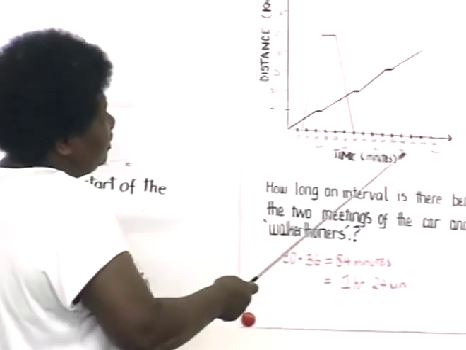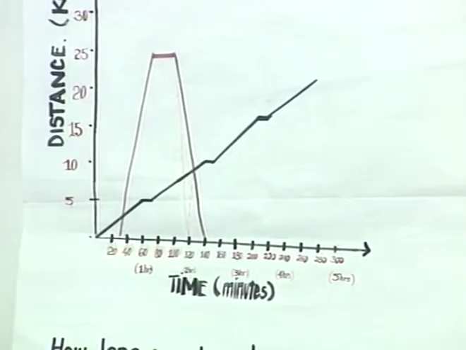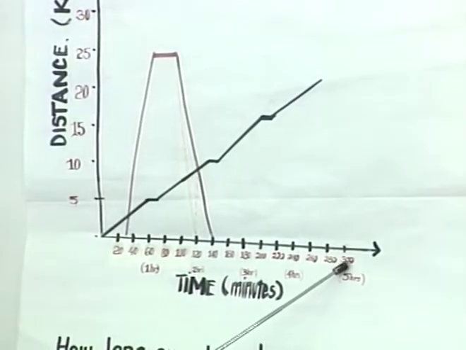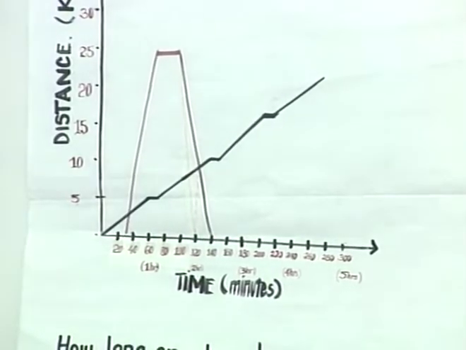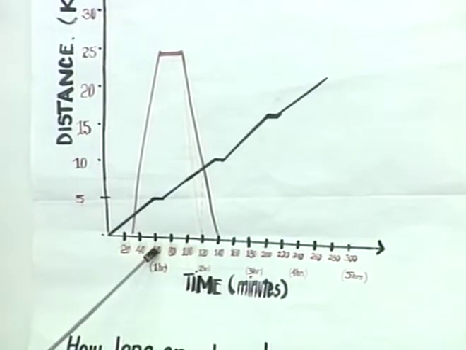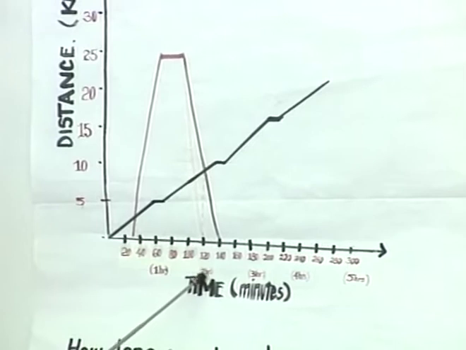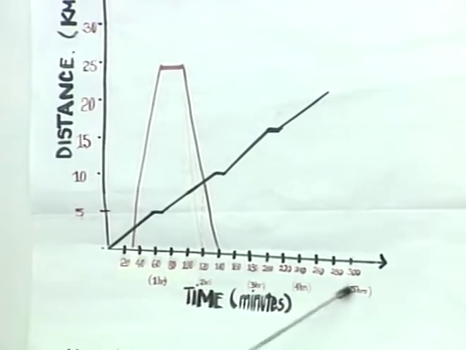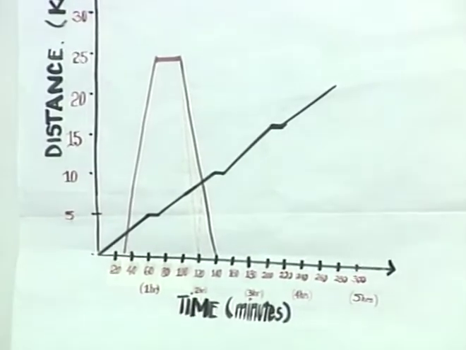On the horizontal axis, the time is written in minutes, from 20 minutes to 300 minutes, which is how many hours? Okay, but she's also got the 60 minutes here. She's got 1 hour, and then 120 minutes. She's got 2 hours, then 3 hours, 4 hours, and 5 hours. She's also got the number of hours written down.